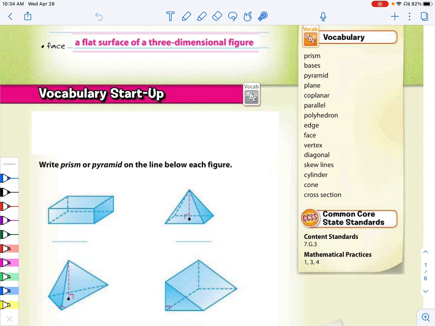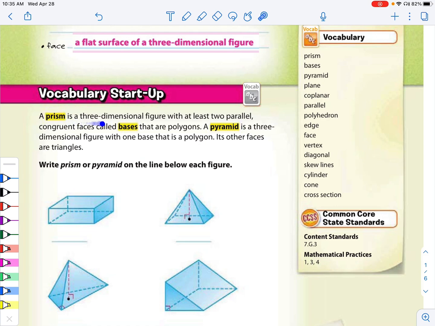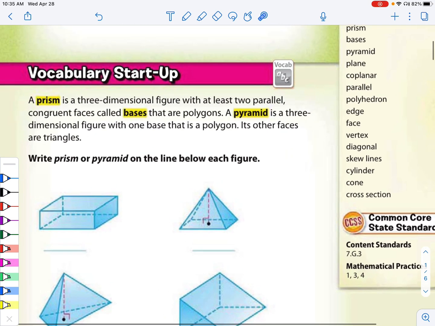So in this particular lesson, we start up with the vocabulary. In our vocabulary, we will define what a prism is, what a base is, and what a pyramid is. Let's take a look at that right now. A prism is a three-dimensional figure with at least two parallel congruent faces called bases, that are polygons. A pyramid is a three-dimensional figure with one base that is a polygon. Its other faces are triangles.